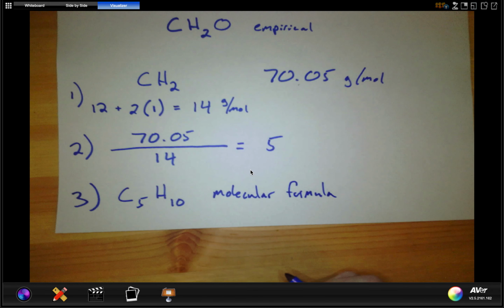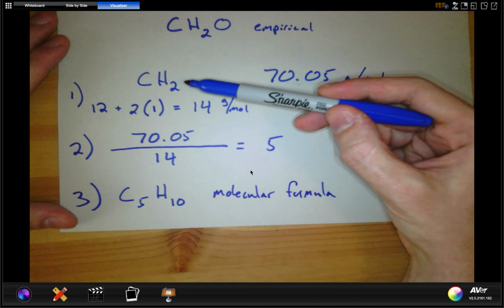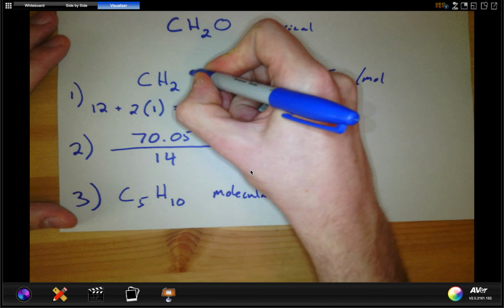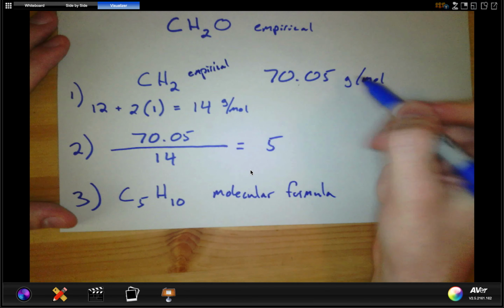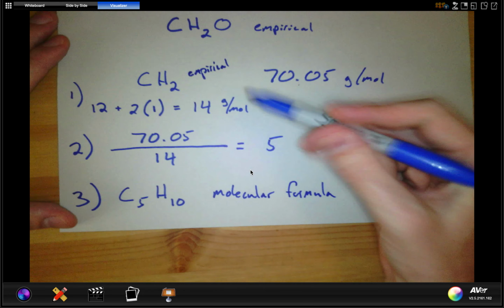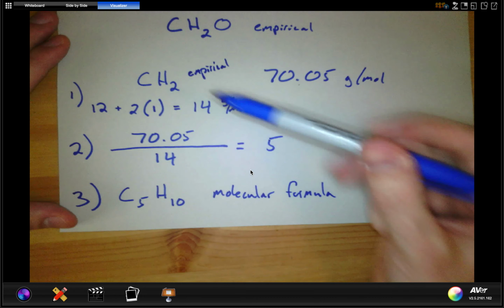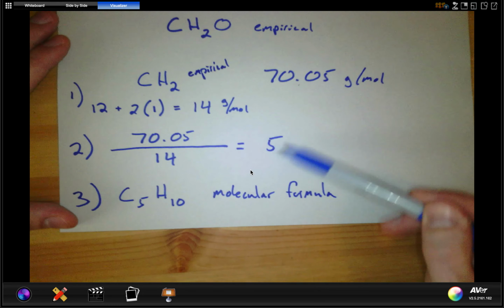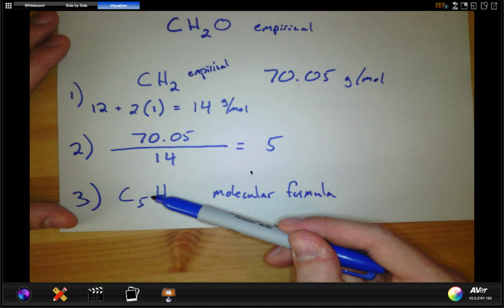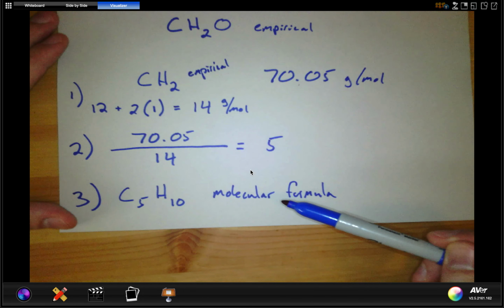Okay? Yeah, that doesn't get more complicated than that. So quick recap: we were given the empirical formula and the actual molar mass of the substance. First, we had to calculate the molar mass of the empirical formula. Then we divide our given molar mass by the molar mass of the empirical formula. That gives us a number that we multiply the empirical formula by to get our molecular formula, okay?